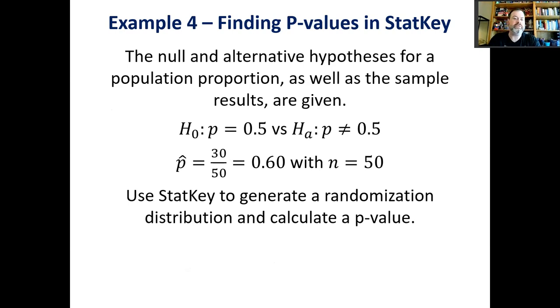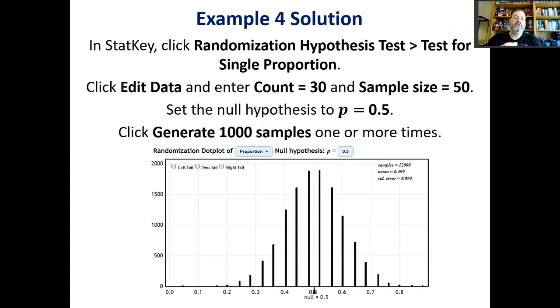So here we have more information about a null and alternative hypothesis. We're given p hat, and we're given the sample size. Use StatKey to generate a randomization distribution and calculate a p-value. I'll do the StatKey live in the next video, but if you want to try it right now, just as the slide comes up, or print out the PowerPoints and read off on the side, go ahead and try to generate this right now.